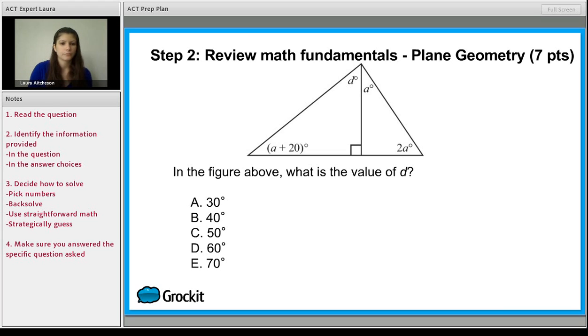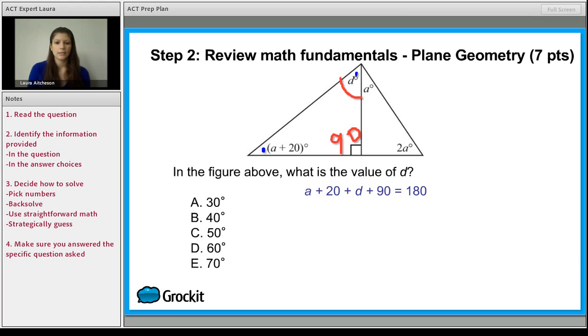So if you think about this being A plus 20, let me use blue. So A plus 20, that one, plus D up here, plus 90 is equal to 180. That's all its own triangle. Okay, but that doesn't help us so much right this second because there are two variables and only one equation, so we can't solve. So what else do we have?